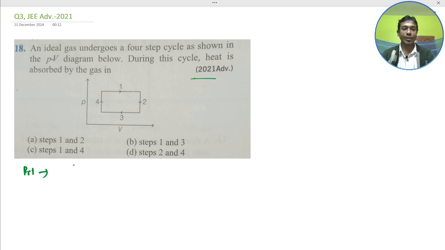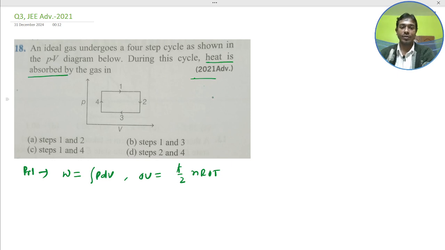For process 1, W = PdV and the change of internal energy is (f/2)nRΔT. I just wrote this in your chapter summary in a nutshell. So you have to find in which section heat is absorbed by the gas. Heat is absorbed or rejected, this is important. Here W is greater than 0, positive, so Q is absorbed here.